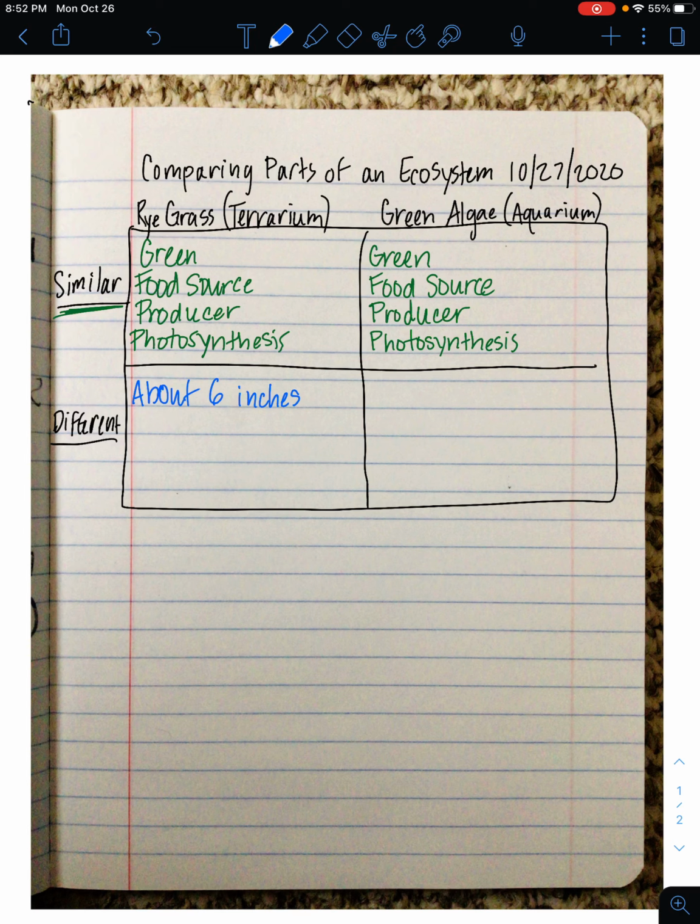It has grown a lot in these last couple of weeks. And I know that green algae is actually so small you can't see it. So I know that their size is a big difference. Another difference between ryegrass and green algae is that ryegrass has roots. And green algae does not have roots.